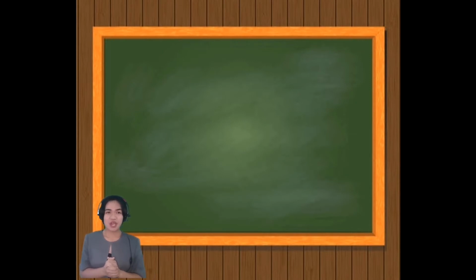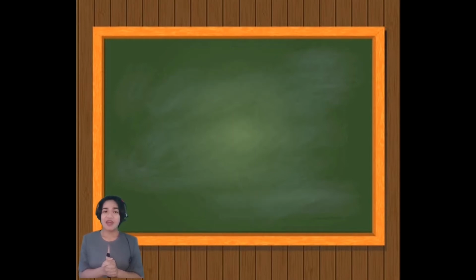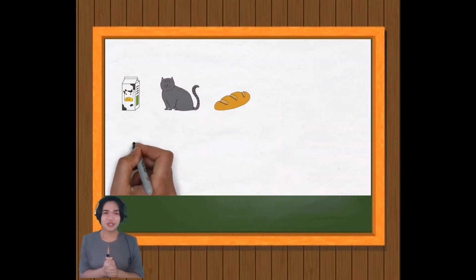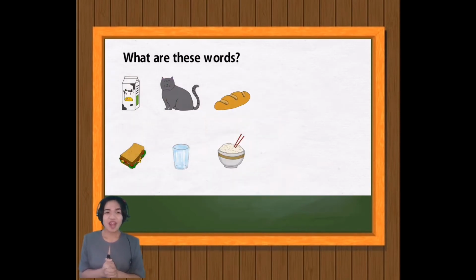In today's video, we will talk about how and when to use some and any. Before I start explaining, there are some things that you need to understand. Like, what are these words? Here we have milk, a cat, bread, a sandwich, a glass, and rice.